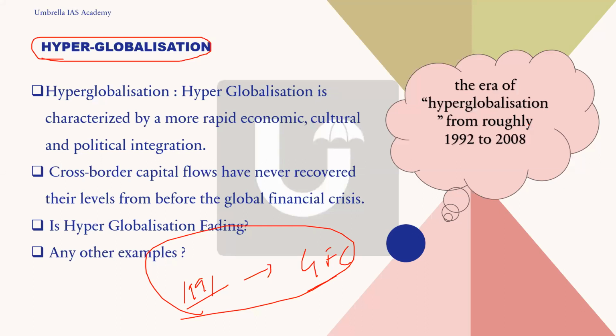Yes, you can call it protectionism, you can call it nationalism. Okay, a lot of things have come up recently. So, can you give me some examples in recent times where we are seeing the decline of hyperglobalization? If they ask you, what are the examples?